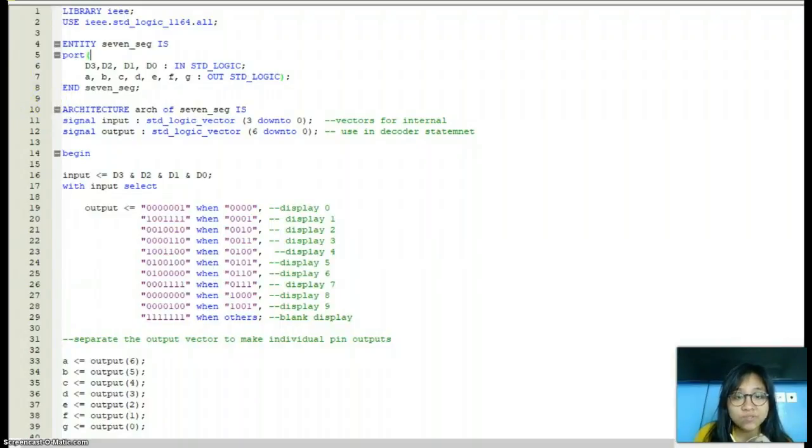So for our outputs, they are active low. So we input a 0 for the LED to light up. When it's a 1, the LED will not light up. So when our inputs are all 0, it will display 0, so all of the LEDs will light up except for G. When the input is 1, only B and C of the LED will light up to display 1. And so on and so forth, and it repeats for both of our 7 segment display diagrams.